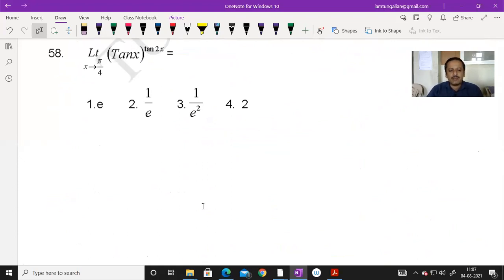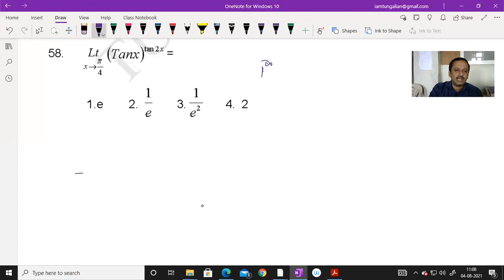Limit x tends to pi by 4, tan x to the power tan 2x. If we directly apply the limit, we are going to get tan pi by 4, which is 1, and tan 2 into pi by 4. 2 into pi by 4 means pi by 2. Tan pi by 2 tends to infinity. So it is of the form 1 power infinity.